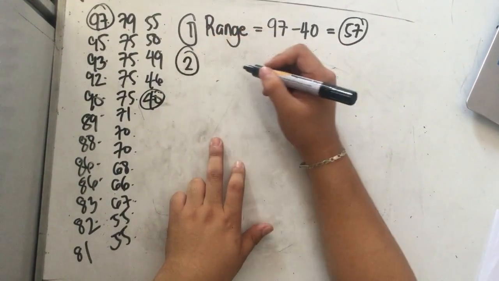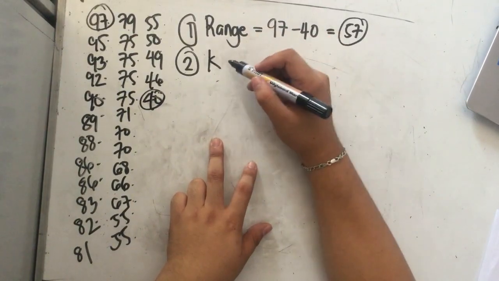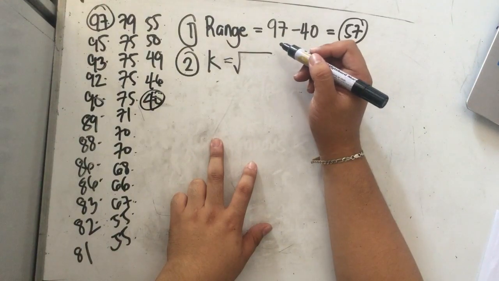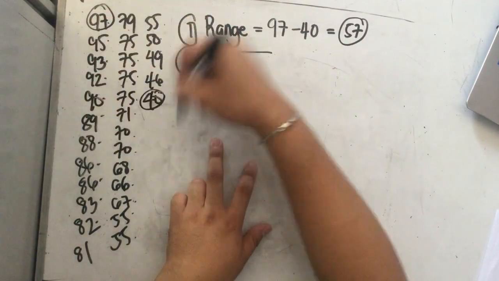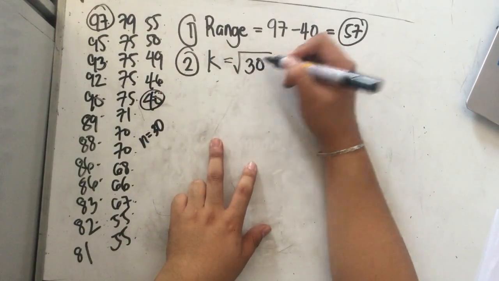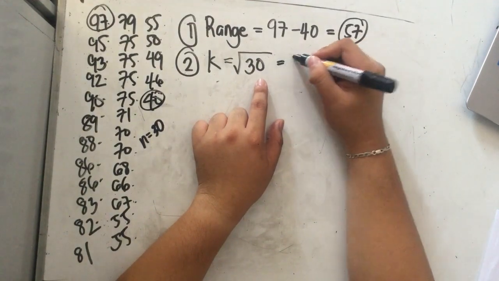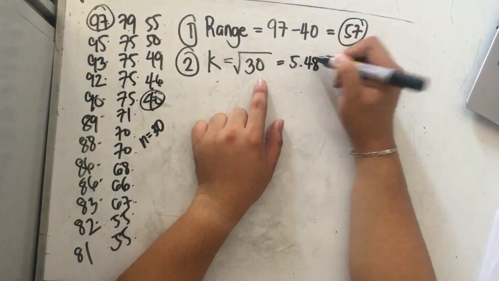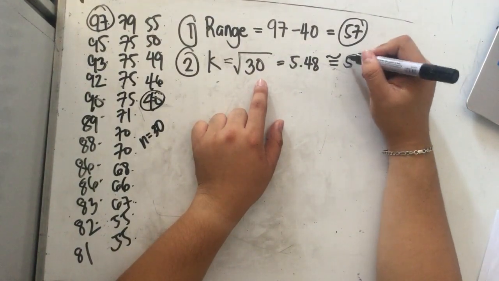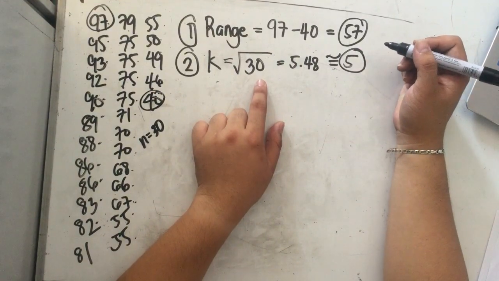Next step, we get the number of class or the K. Okay, so we get K by getting the square root of our number of observations. So meron tayong our N is 30. Okay, so the square root of N, so we get square root of 30, which is equal to 5.48. Okay, so i-round off natin, we will be using 5 as our number of class.